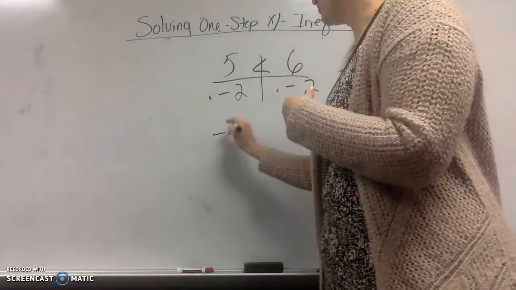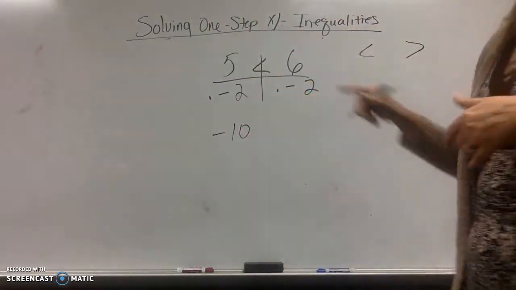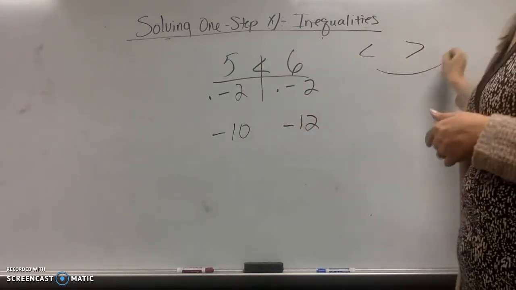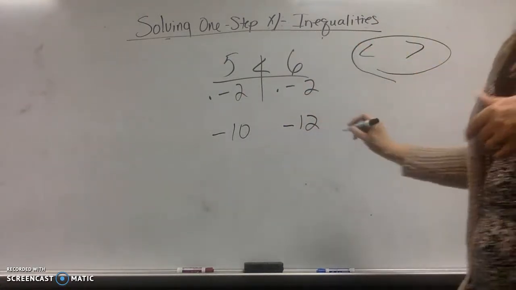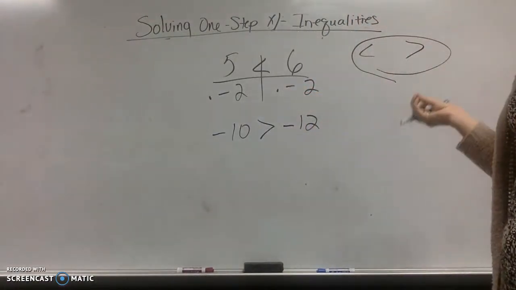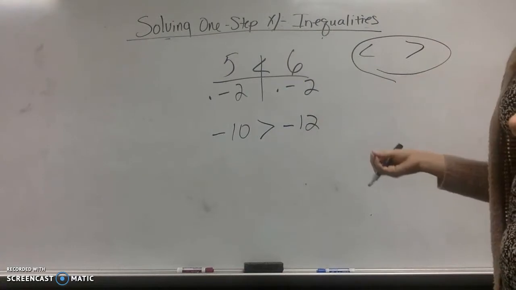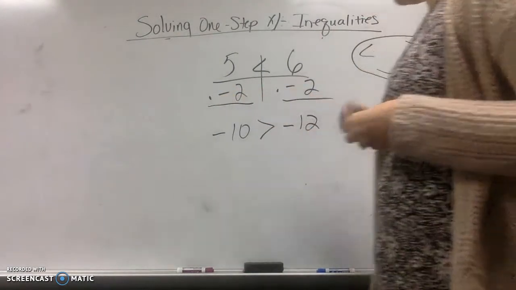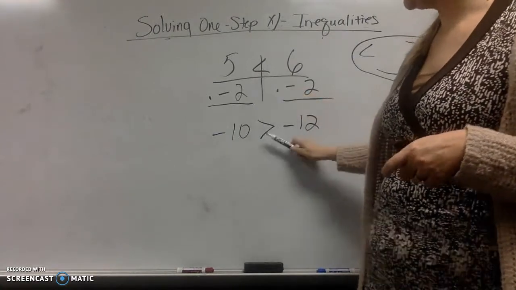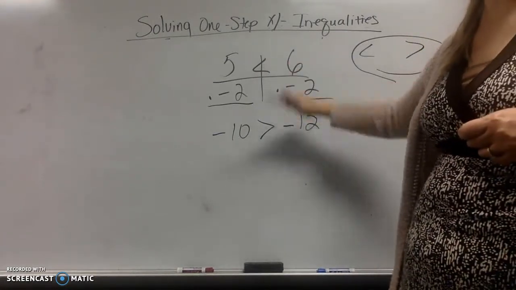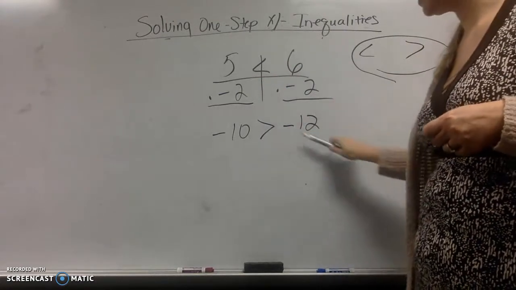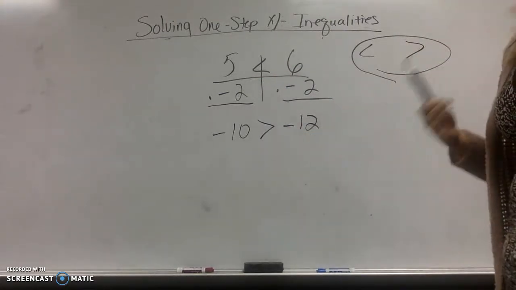5 times -2 is -10. 6 times -2 is -12. Now, if I asked you to pick the correct sign, you would have to pick greater than, because -10 is greater than -12. So when you are multiplying both sides by a negative, that's going to lead to the sign actually flipping. We're going from less than to greater than. Both the numbers are positive. We made them both negative. That's going to change and flip the sign.